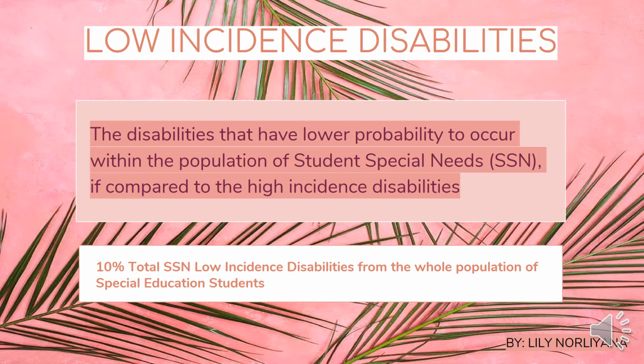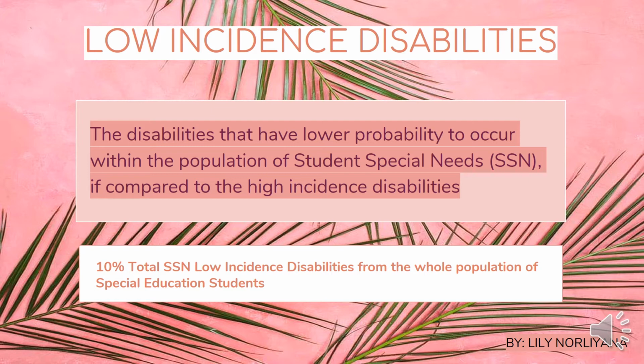In this part, I would like to discuss with you guys about low incident disability. What is low incident disability? The disabilities that have lower probability to occur within the population of student special needs if compared to the high incident disability. So, it means that the chance of you bumping into the students with that kind of disability is low in the population of students with special needs.